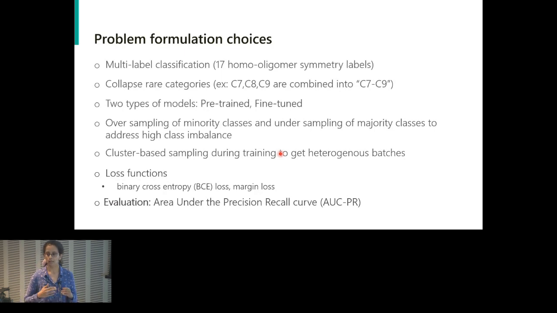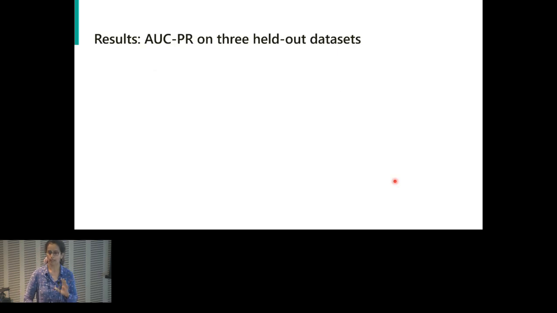And since this is a setting with a very high class imbalance, we oversample the minority classes and undersample the majority classes. We also use cluster-based sampling during training to get heterogeneous batches. The loss functions we consider are binary cross entropy loss and margin loss. And area under precision recall curve is used because this is a class imbalance setting. So here are the results for this problem formulation and training regime.